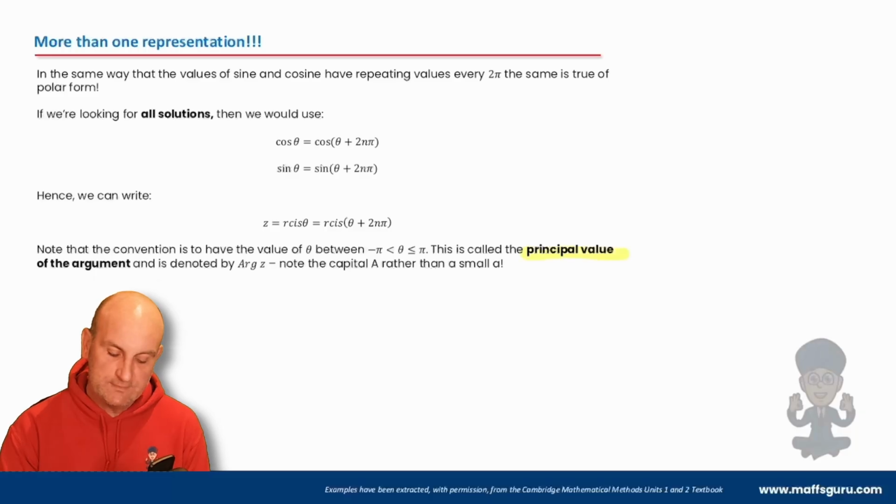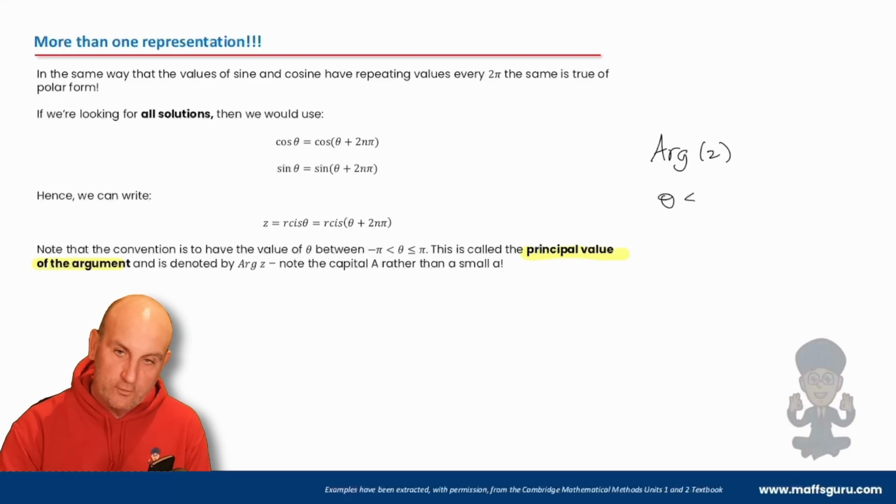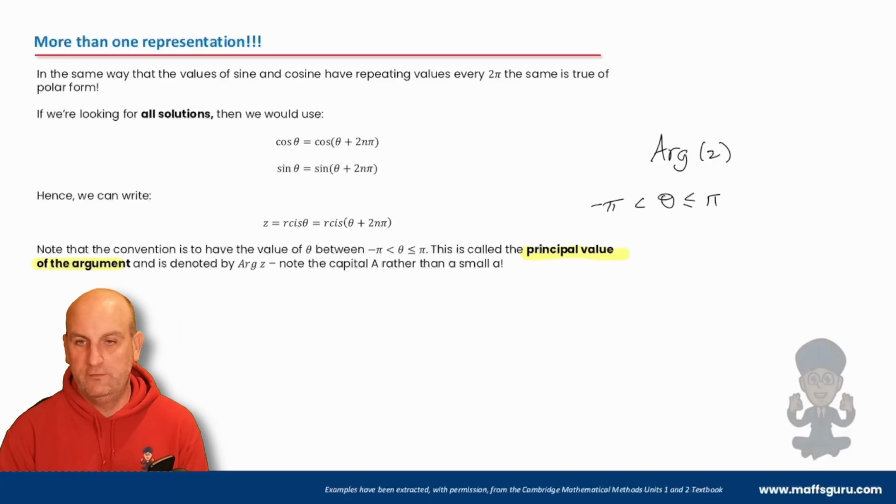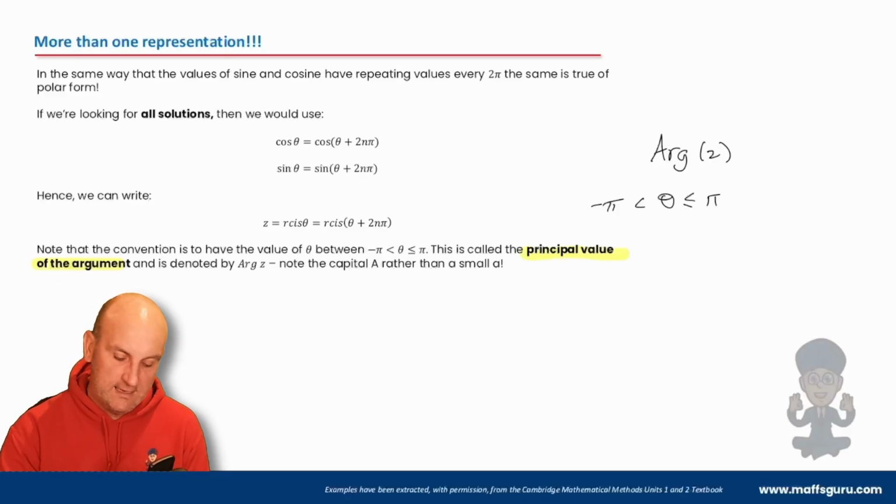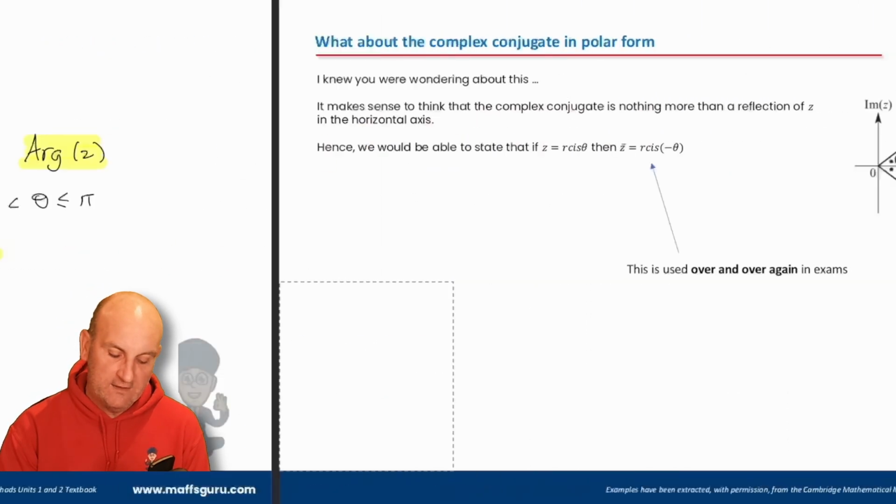Now, this is what's important. There is something called the principal value of the argument, and that is written as Arg of z. That capital A means that the value of theta must fall between minus pi and pi. So it's inclusive of pi, but not inclusive of minus pi. And again, that's written here. So in an exam, you've got to be very careful that if they ask you for capital A, they are looking for the value between minus pi and pi. If it's just a little a, well, again, it can be any multiple of 2 pi of that value there.